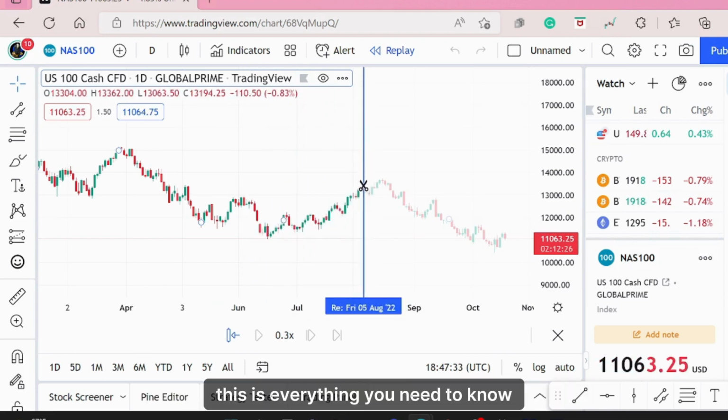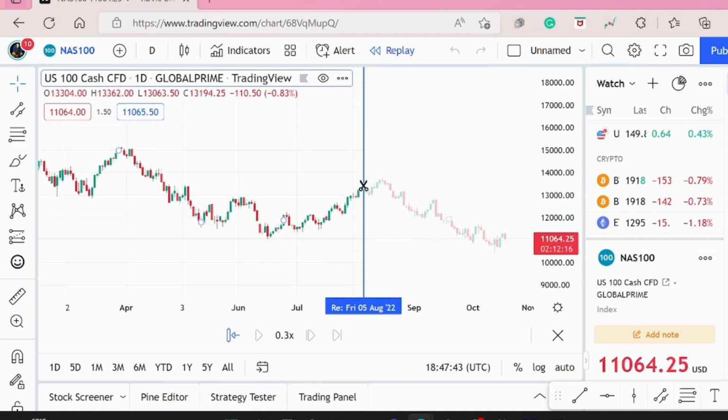This is everything you need to know as far as what I use on TradingView. Download TradingView. You're going to need TradingView in order to be successful in the market, okay? All right. See you next video.